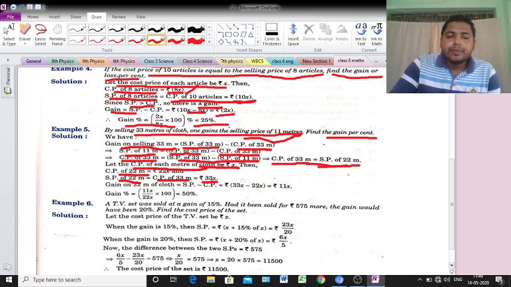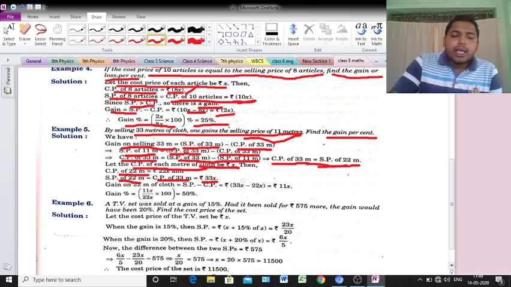This one clear? CP of 33 meters equal to, we are getting what? Rupees 33X, and CP of 33 meter and SP of 22 meter are equal. So that's why SP of 22 meter equal to CP of 33 meter equal to rupees 33X. Clear? Okay. So from here we can understand what: SP of 22 meter equal to rupees 33X, and CP of 22 meter, we are getting 22X.